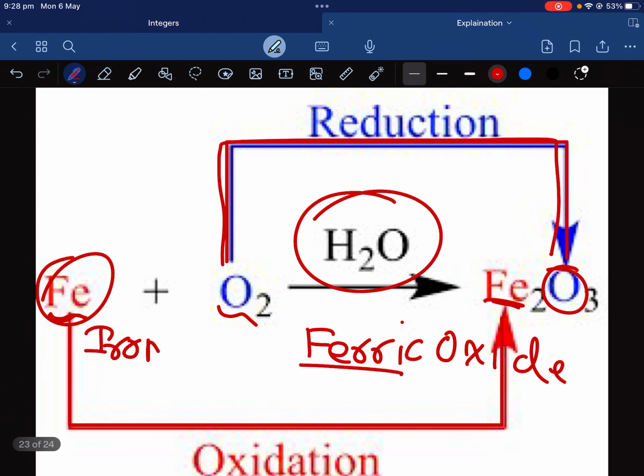Okay, let us take a look. Iron is being oxidized, but what is the rule if an object is being oxidized? It is reducing others. Thus, iron is the reducing agent and oxygen is the oxidizing agent.